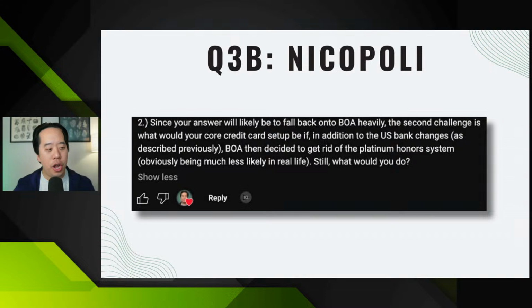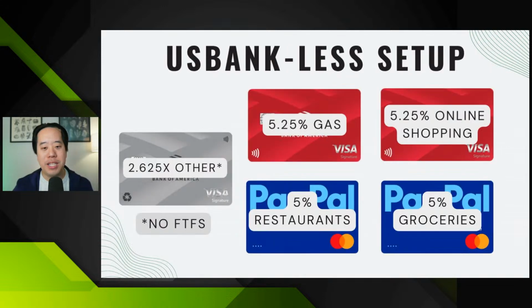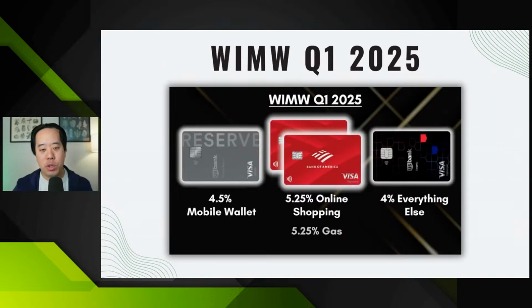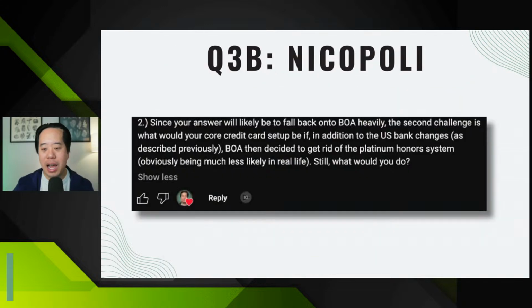So he's saying no US Bank, no Bank of America. So basically, if I have no US Bank and no Bank of America, I don't have a core credit card setup anymore. So I have to pretty much redesign it from scratch. And so there's going to be that too.